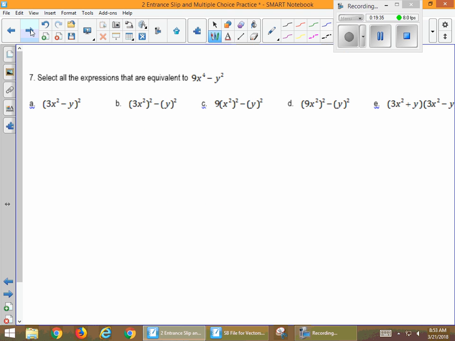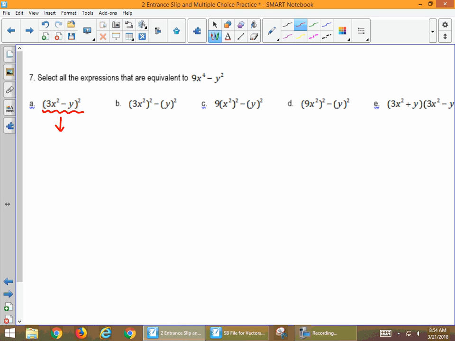7. Select all expressions that are equivalent to 9x to the 4th minus y squared. This is 1, 2, 3, 4, 5 mini problems. We've got to work each one. The first one is the trickiest. Because what does it mean to square something? What does squared mean?